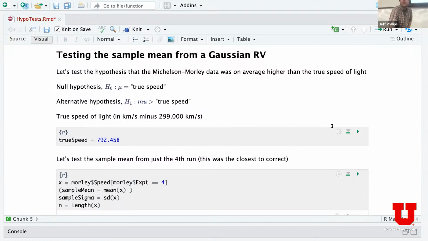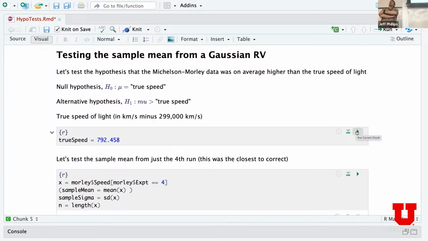Okay, let's look at another example, when we're trying to estimate the mean, and we're assuming that the data is a normal, or Gaussian, random variable. In this case, we aren't going to know the sample variance.